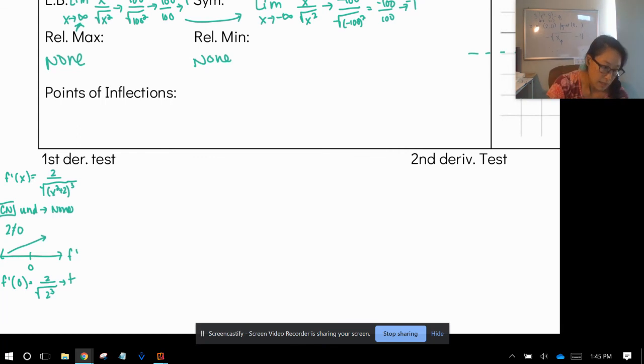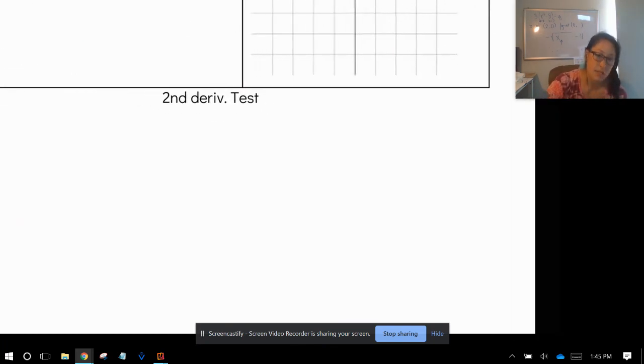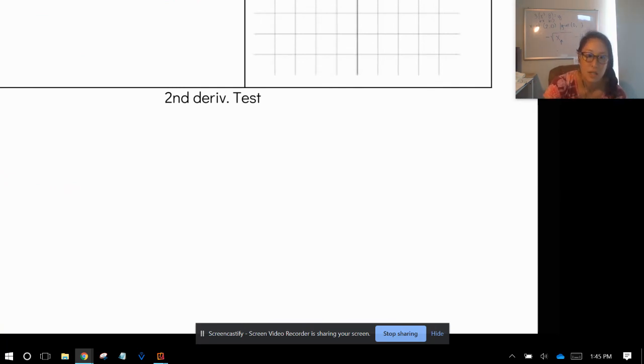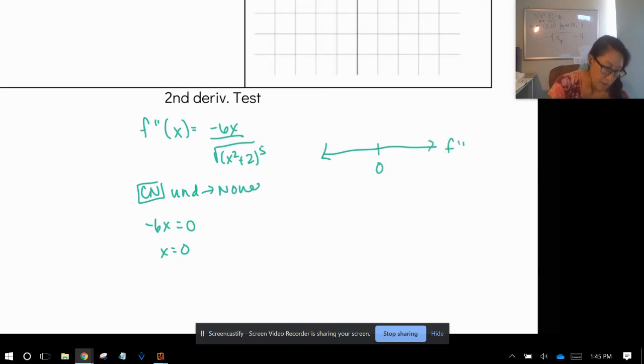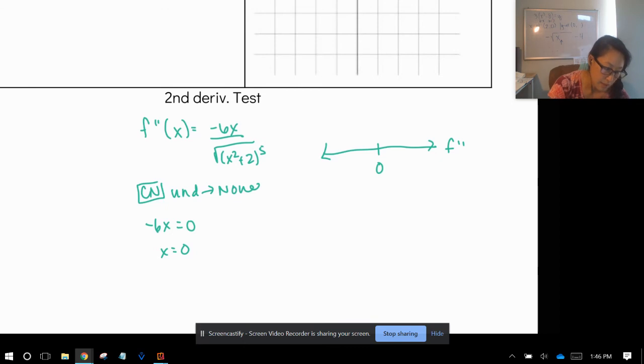All right. Next up, you'll use the second derivative to find your points of inflection. So let's go ahead and do that now and check your work. This time, I see that nothing makes the denominator undefined. So I will set the numerator, 6x, equal to 0, and I get x is equal to 0. Set up my number line, I get f double prime. I have a critical number at 0, so I need to test to the left and to the right.